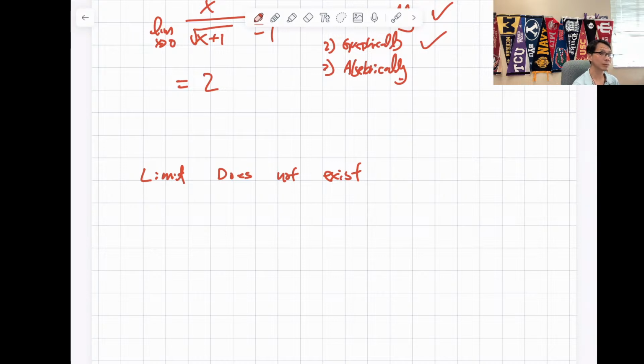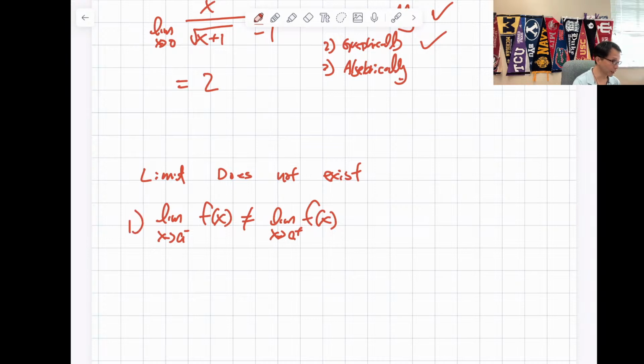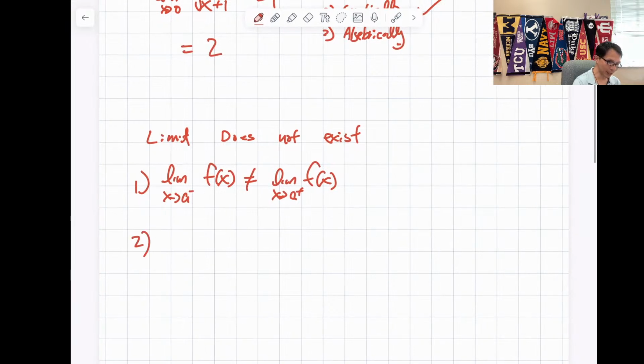Yes. I think you know what you're trying to say. Instead of infinity, it would be the limit as x approaches a from the left of f of x does not equal the limit as x approaches a from the right of f of x. That means the limit does not exist. Is that okay? That's one of the cases. There's a second case and a third case, but we're not going to talk about that yet.